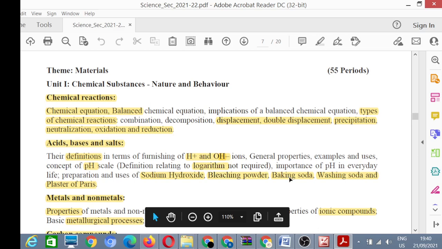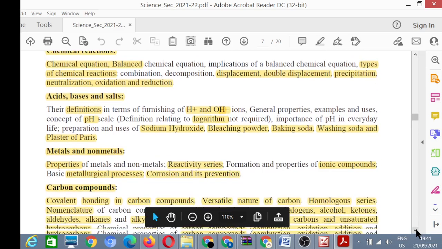Then importance of pH. Importance of pH in everyday life. I have already explained basic and acidic nature. Then preparation and uses of sodium hydroxide. It is a base. Then bleaching powder. Then baking powder, baking soda. Baking soda you must have heard. Then washing soda also. Then plaster of Paris also. These are common items, daily use items.